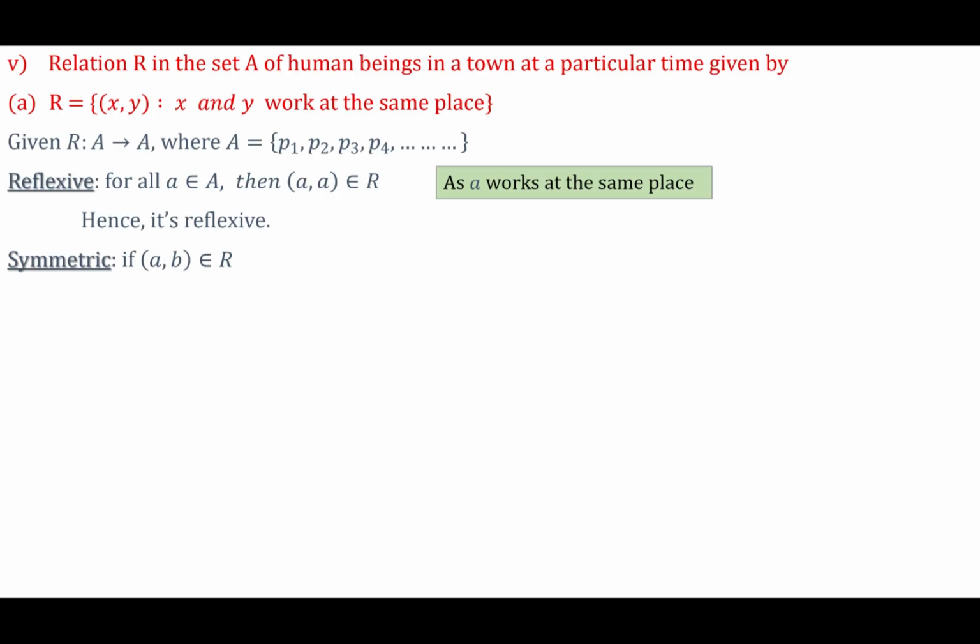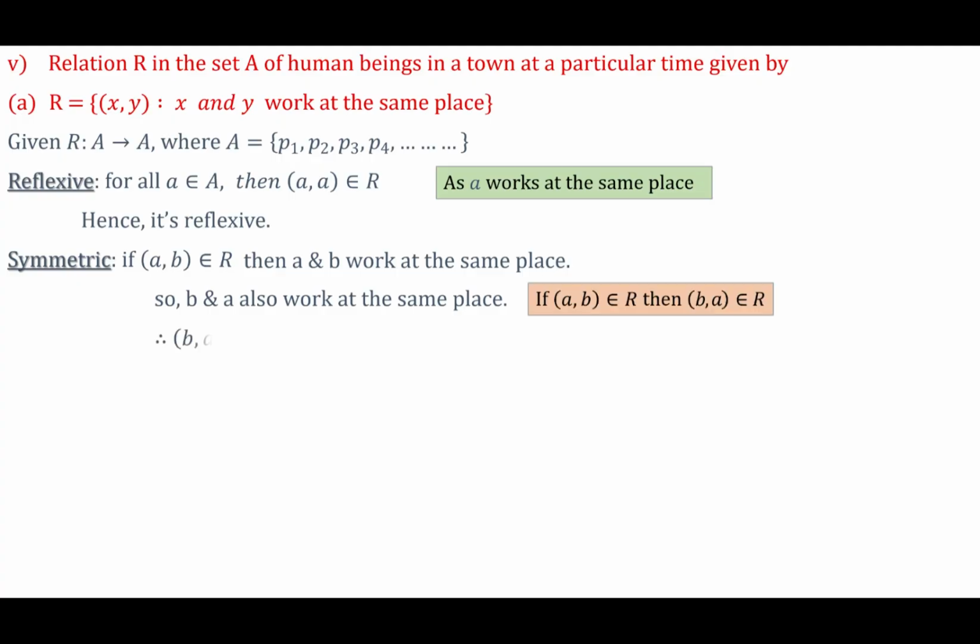Symmetry. We know if (a, b) belongs to R, then a and b work at the same place according to the relation. If a and b work at the same place, then b and a also work at the same place, which means (b, a) also belongs to the relation. And we know the symmetric condition says if (a, b) belongs to R, then (b, a) must belong to R. Hence, this relation is symmetric.